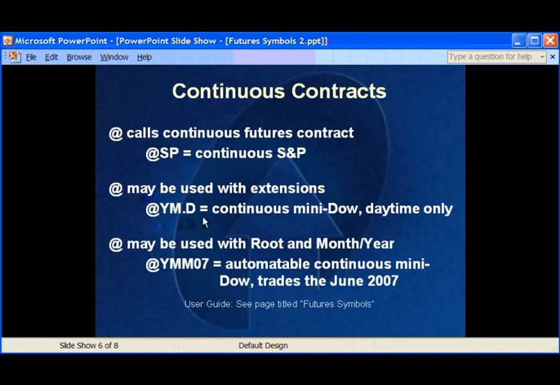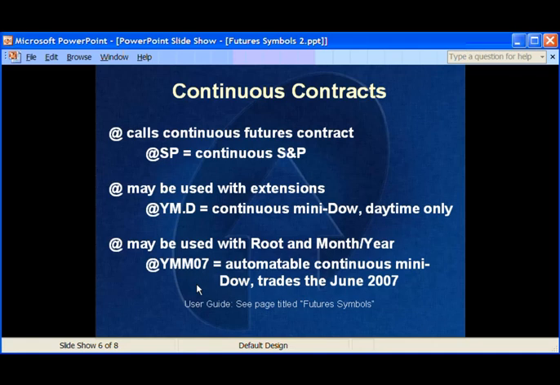Now the @ symbols can also be used with our roots and the extensions. So for instance, @YM.D is a continuous mini Dow daytime session only. So that I can use the same continuous contract idea. I don't have to worry about the quarterly rollovers. I can look at a longer history, daily bars or intraday bars, but only confine myself to the daytime hours. We discussed that .D pretty extensively already. So we can use the @ sign with the symbols and .Ds.